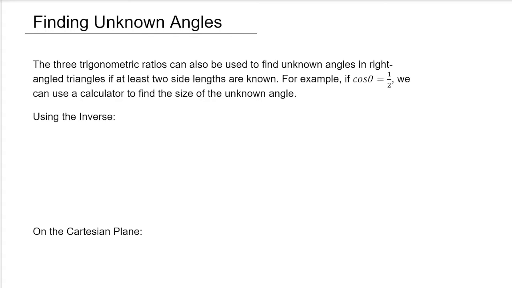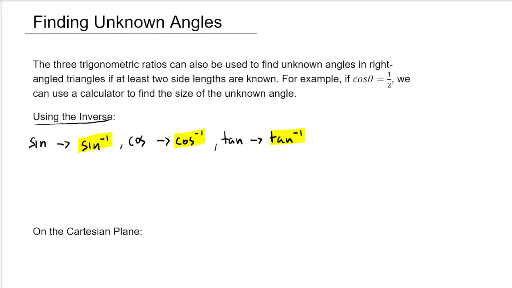You see here we've got using the inverse. By the inverse, we mean the opposite version of our ratio. So for sine, we have sine to the minus 1. For cosine, we have cosine to the minus 1. And for tangent, we have tan to the minus 1. So these are our inverse versions of our ratios. That's these guys here.